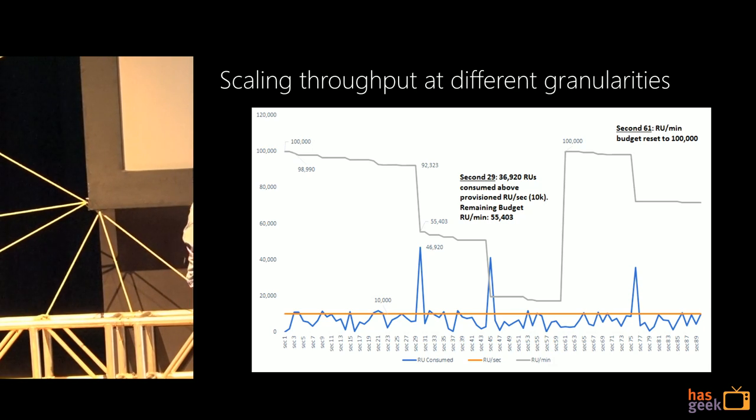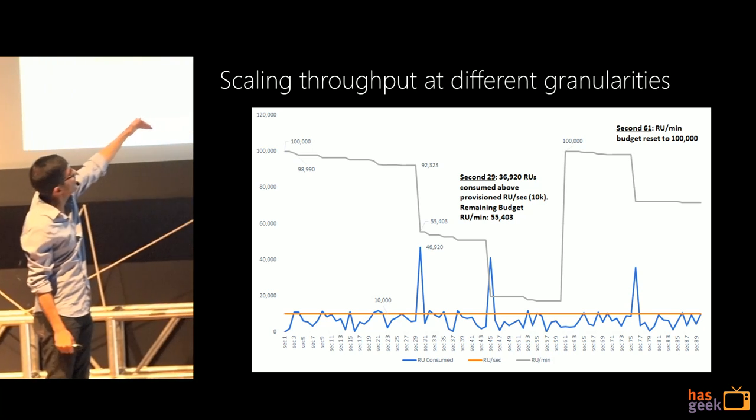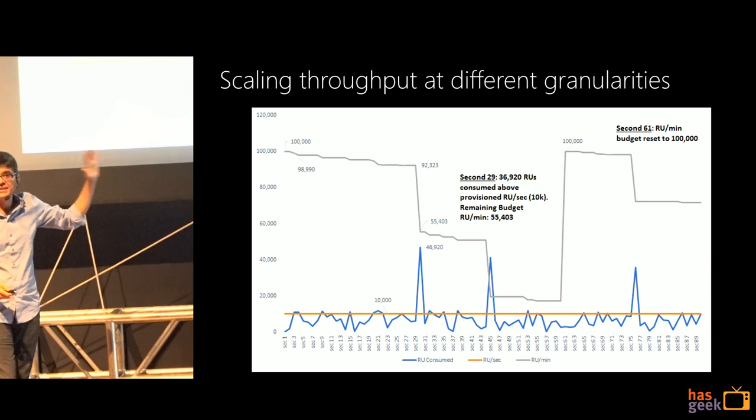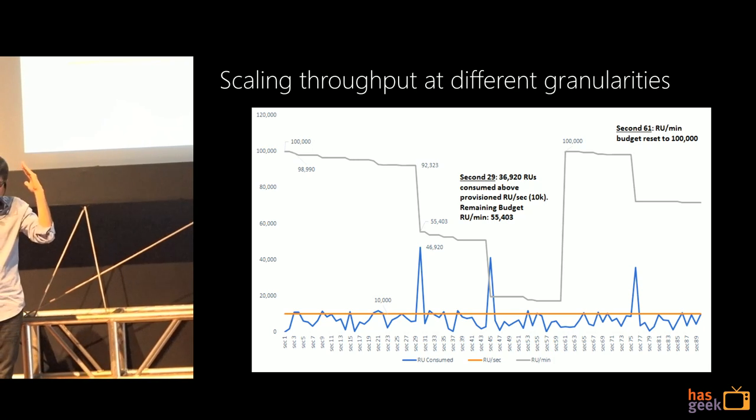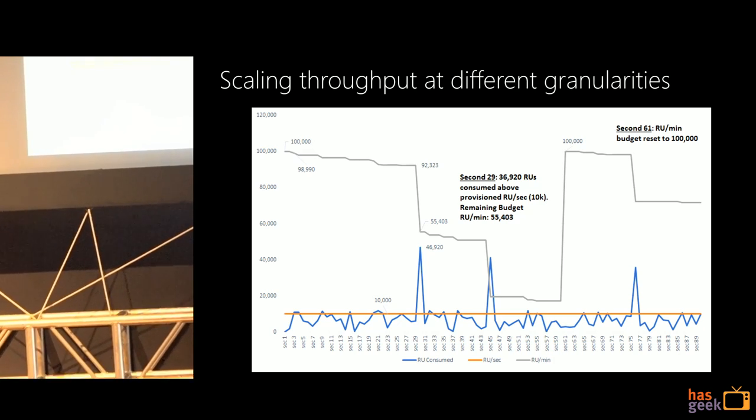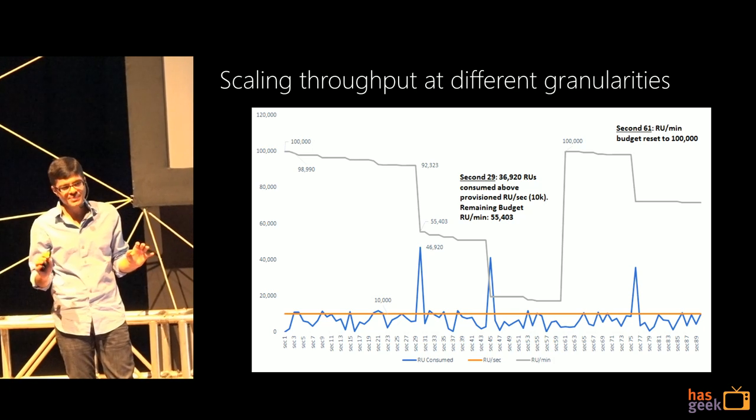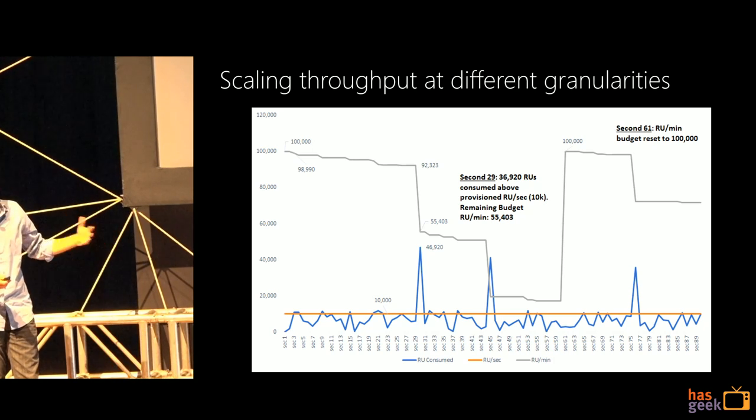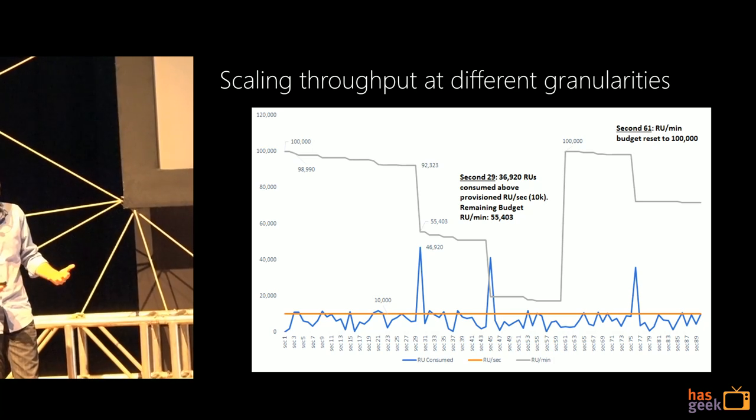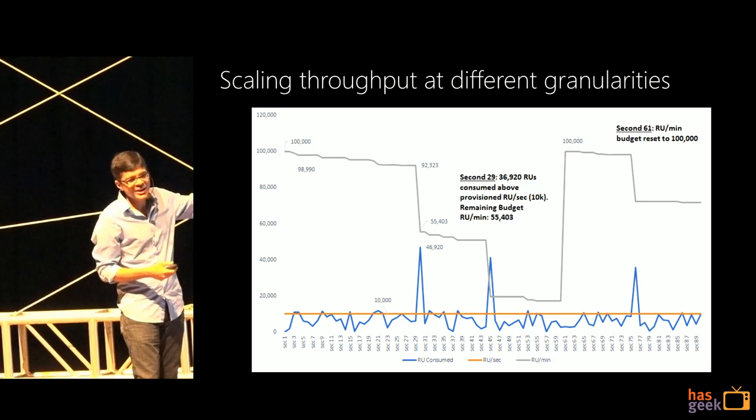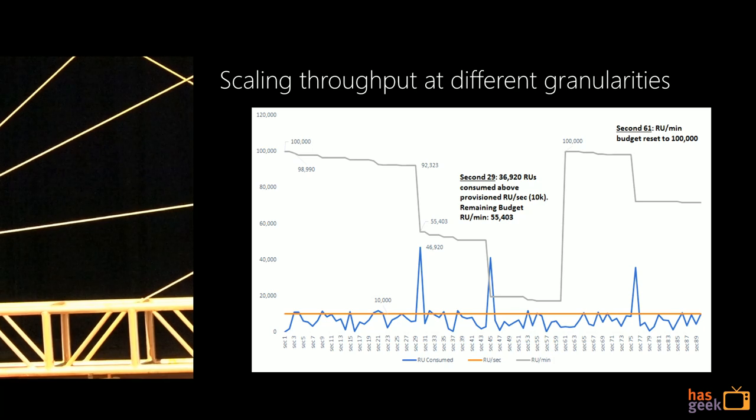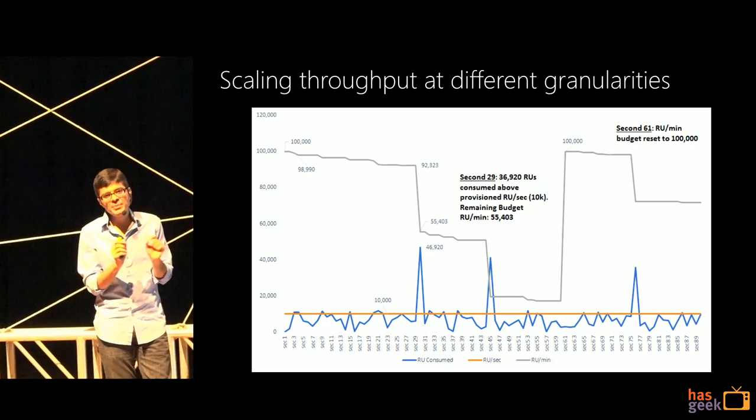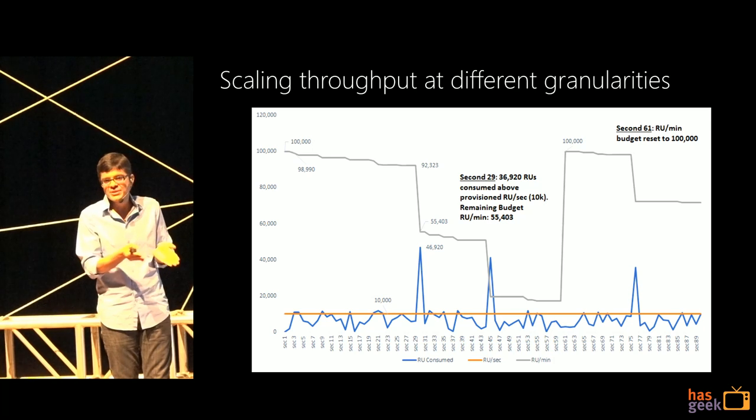And so in this case, on the 29th second, there was a spike, and because there was enough budget for the minute, we smoothened it out. And so customers purchase throughput at a second as well as at a minute granularity. And by doing that, they get a predictable way of dealing with the spike. The throughput that we offer customers at a minute granularity is cheaper than the one that we offer at a second granularity. So these kinds of capabilities can only be built if you have designed the system with resource governance from the ground up.